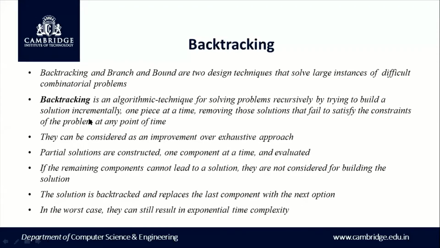Sudoku is a very commonly given example which follows problem solving using backtracking. Now, formally defining backtracking: it is an algorithmic technique for solving problems recursively by trying to build a solution incrementally. So we have to remember that we choose only one number at a time. We incrementally build the solution, one piece at a time, removing those solutions that fail to satisfy the constraints of the problem at any point of time.